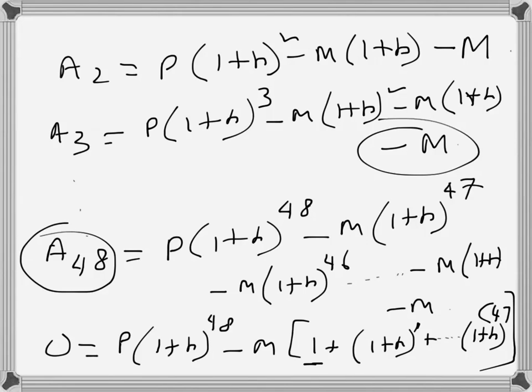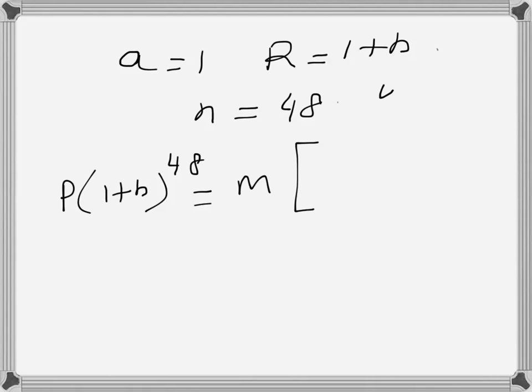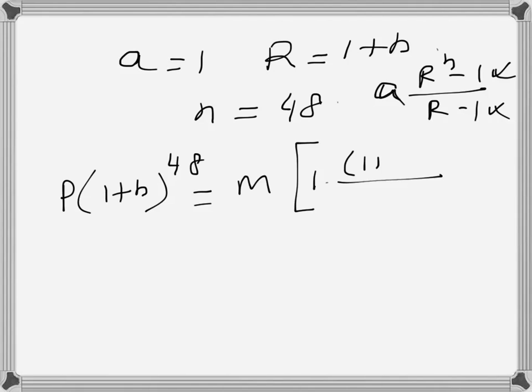So let me do it this way. P(1 + R)^48 is on the left hand side, and on the right hand side M is there, and the summation we know is a(rⁿ minus 1) over (r minus 1), the sum of the geometric series, where r is greater than 1. So a is 1 here, and our r is actually 1 plus R, and n is 48, and the denominator is (1 + R) minus 1.